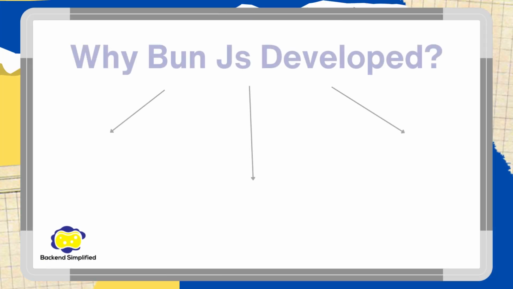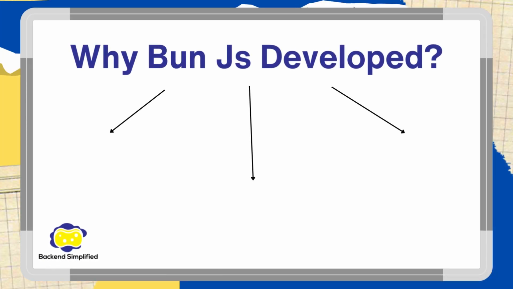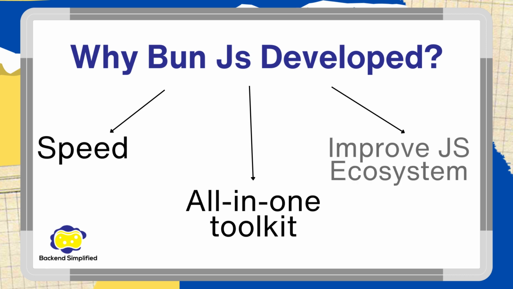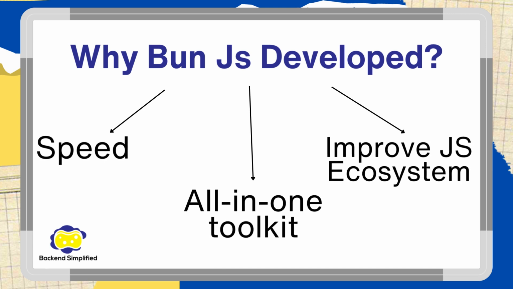There are three main reasons for developing Bun. The first one is speed. According to their documentation, the Bun start process is 4 times faster than Node.js. The second one is to create an all-in-one toolkit for JavaScript. And the last one is to improve today's JavaScript ecosystem.